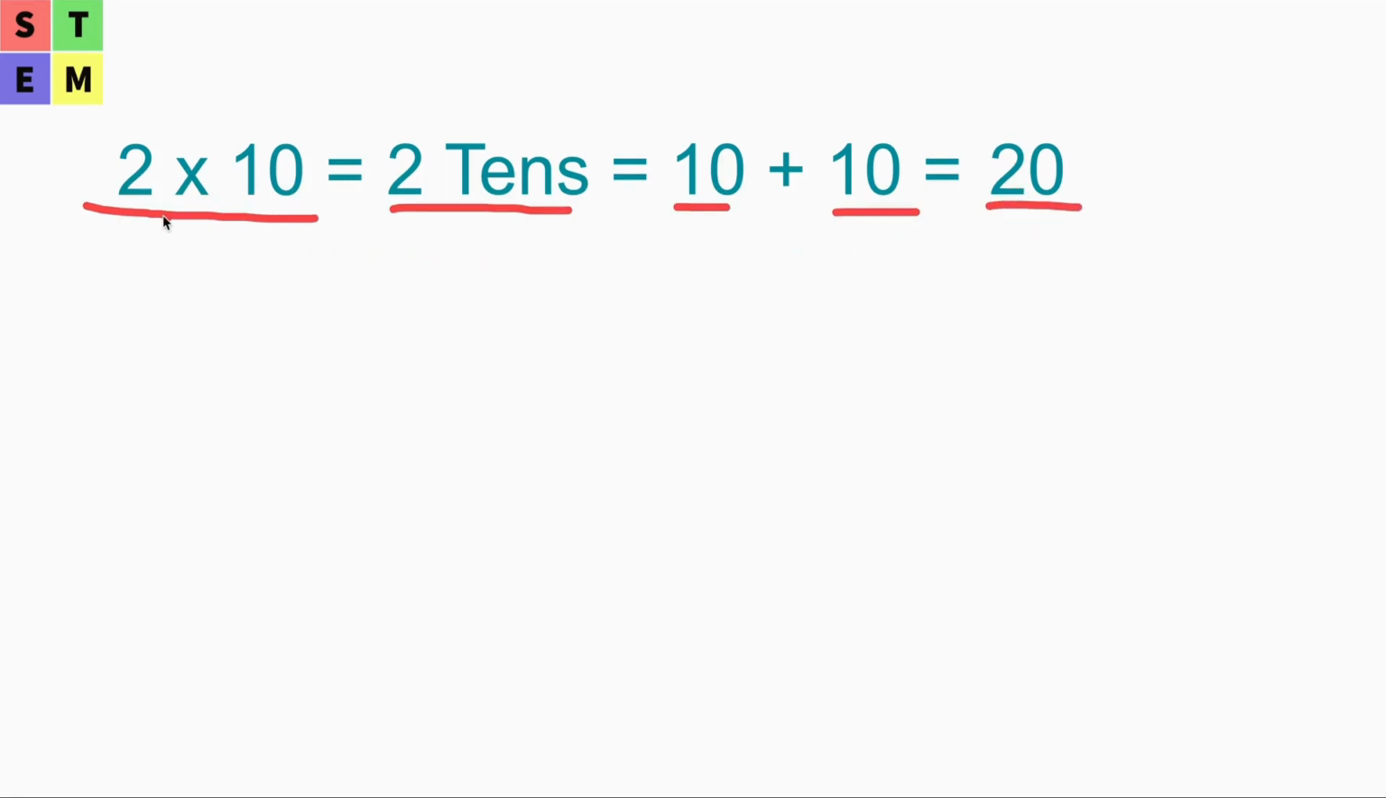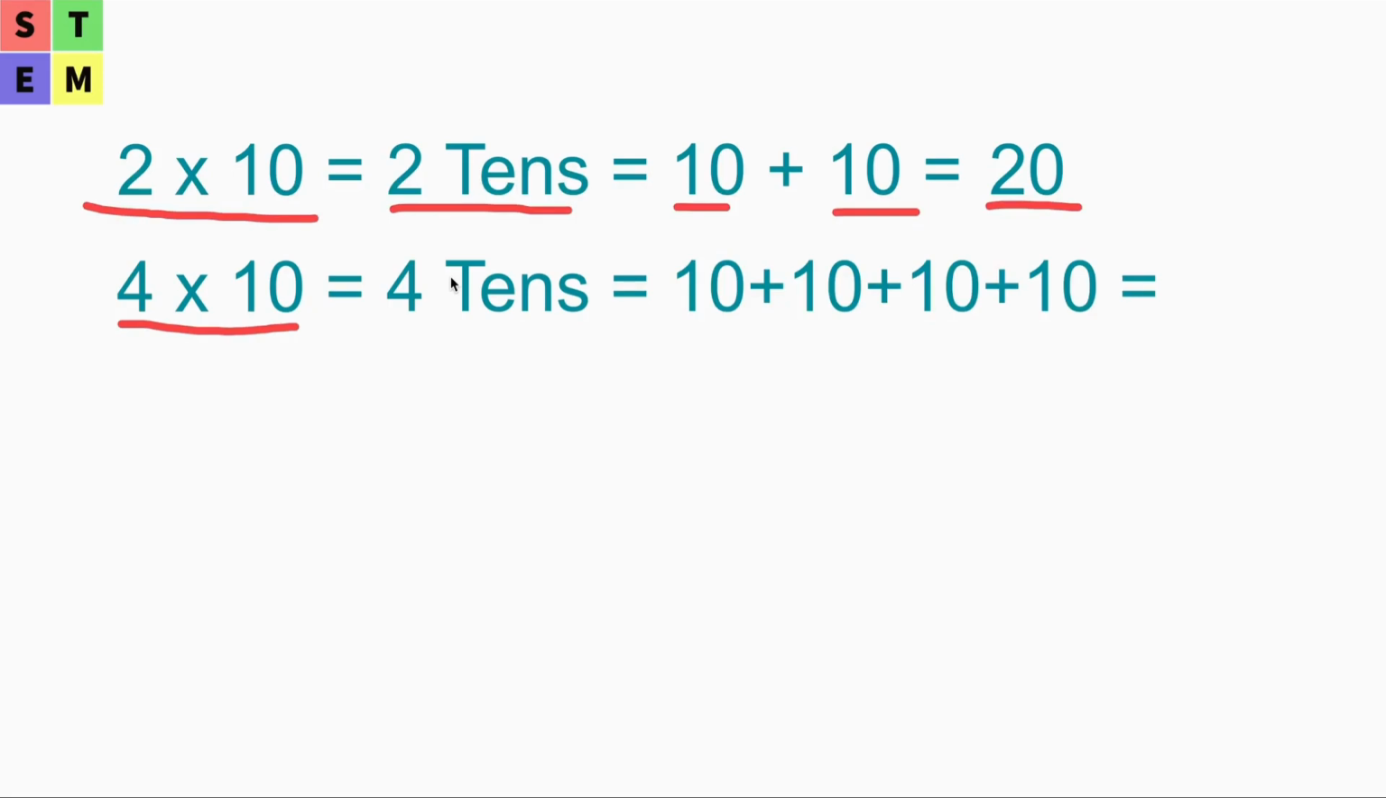So there's some pattern here, but let's first take a look at our second example before we talk about this pattern. This time we have 4 times 10. So that means we have how many tenths? 4 tenths, right? So that equals 10 plus 10 plus 10 plus 10. So 1, 2, 3, 4. That will be 10, 20, 30, and 40. So that equals 40.